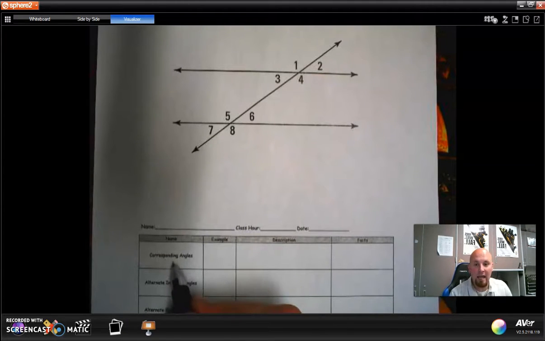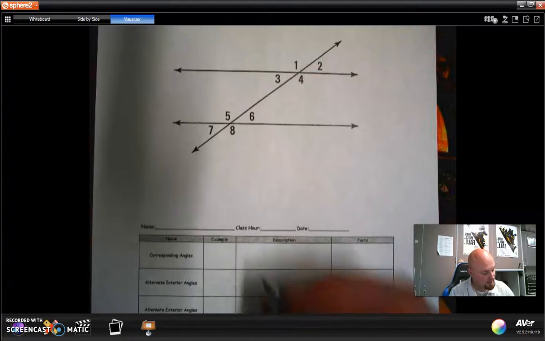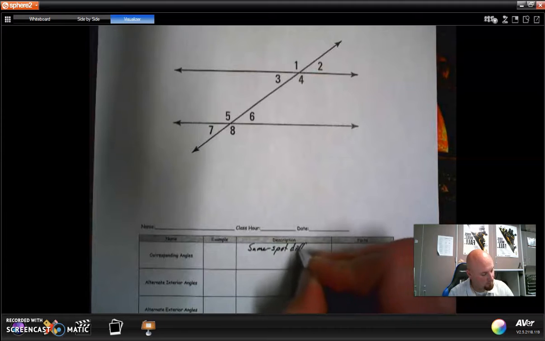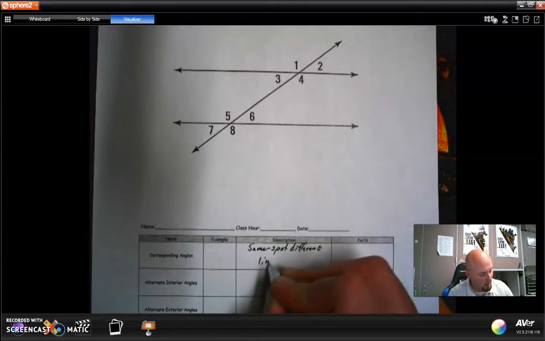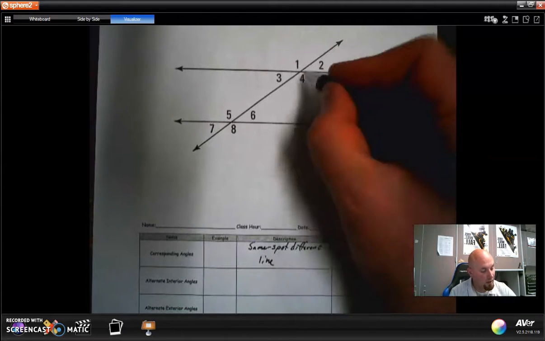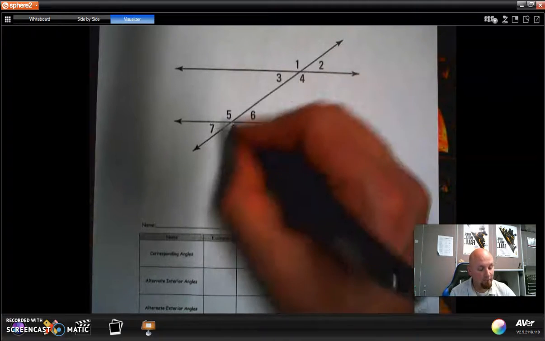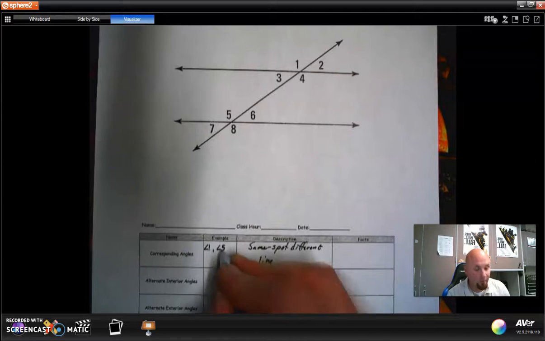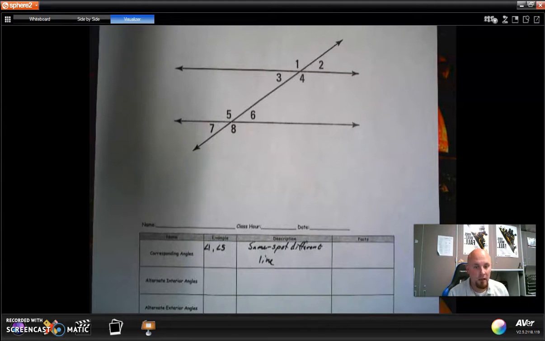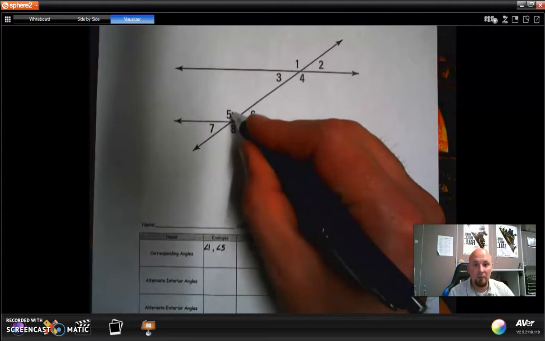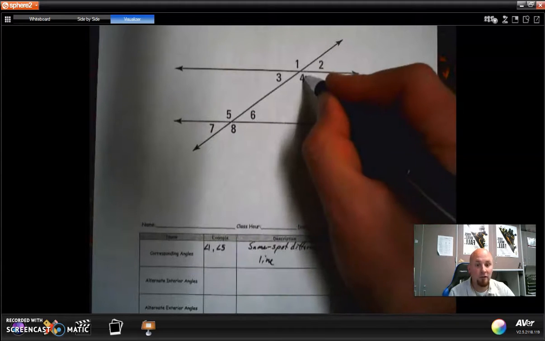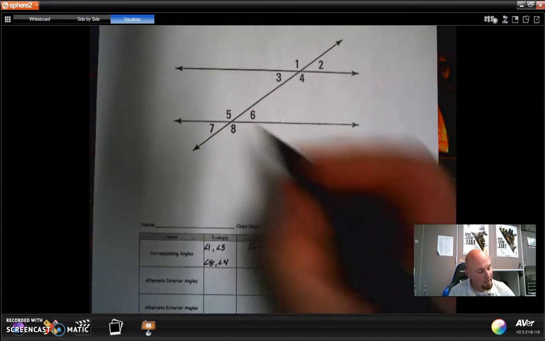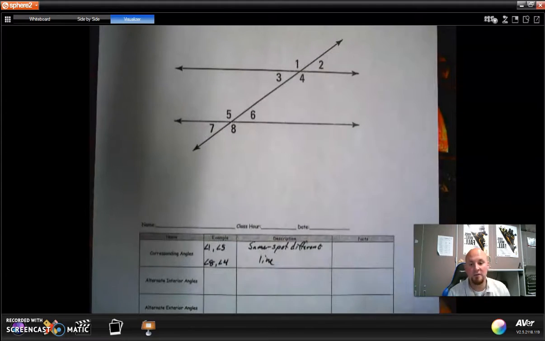So like corresponding angles are angles that are in the same spot, different line, okay? Same spot, but different line. So like 1 is in the top left, and 5 is the top left. So angle 1 and angle 5 are corresponding angles. Angle 8 is in the bottom right of this line, and angle 4 is also in the bottom right. Angle 8, angle 4, angle 7, angle 3, angle 6, angle 2, okay?